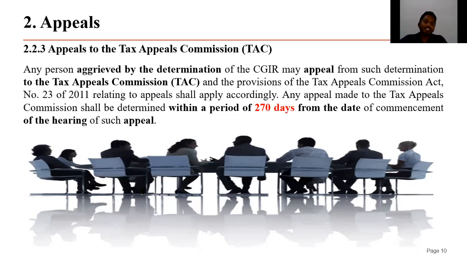If the Commissioner General again does not give a proper decision and says the same thing, then we have to go to the grandparents. Those are the most senior, experienced persons. That is called the Tax Appeal Commission. The Tax Appeal Commission is made up of persons outside the Inland Revenue Department.